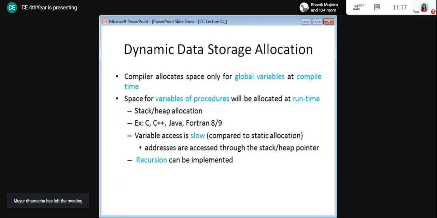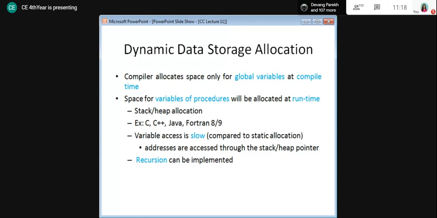What it does is allocate space for global variables at compile time, and the space for variables of the procedures is allocated at runtime. Because global variables are already declared, and we know how much space is to be allocated for them, we can decide it at compile time and do the allocation at compile time. Now, as compared to static allocation, the variable access is slow. The reason is we are going to access the addresses using a stack pointer or a heap pointer.